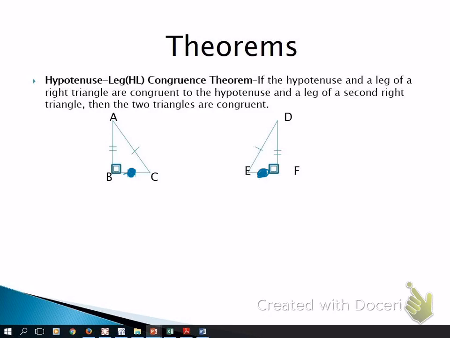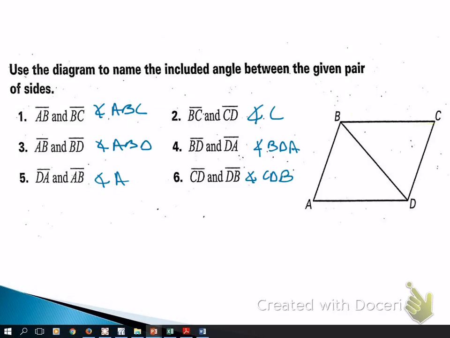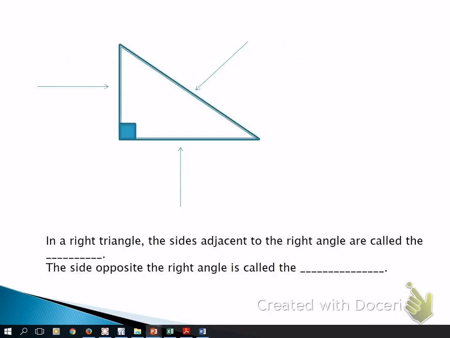Okay? You would just need the hypotenuses marked congruent and a leg. Okay, so there are the rest of the included angles there. Okay, if you're not able to pick those out, make sure you come find me. All right, quick reminder of parts of a right triangle. Okay, the sides around the right angle are legs. The side across from the right angle is the hypotenuse.